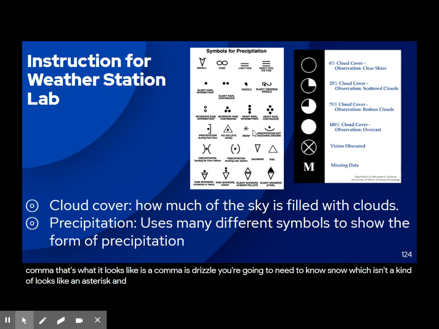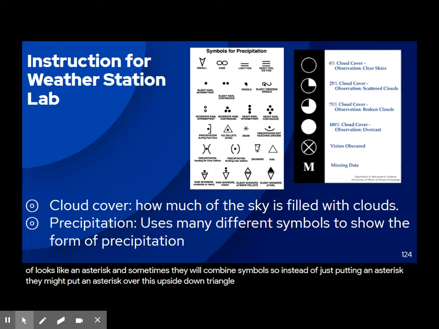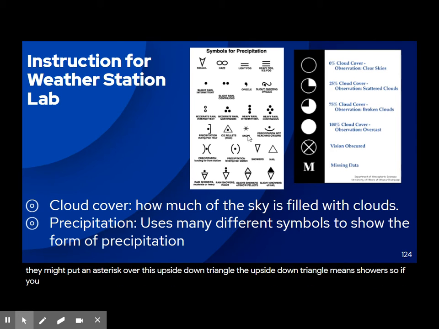And sometimes they will combine symbols. So instead of just putting an asterisk, they might put an asterisk over this upside down triangle. The upside down triangle means showers. So if you have an asterisk over it, that means snow showers. If they put a dot above it, that means rain showers. Kind of makes sense.